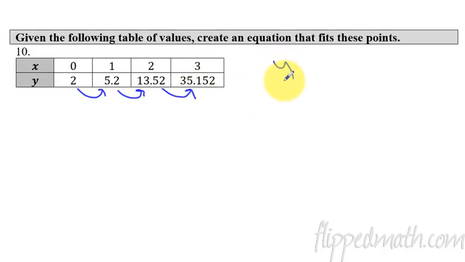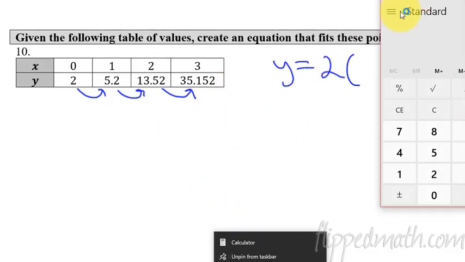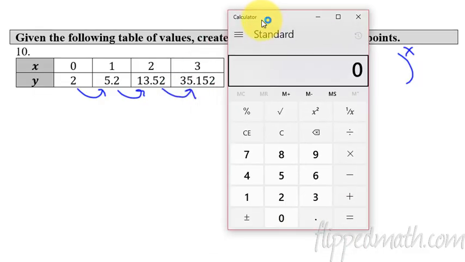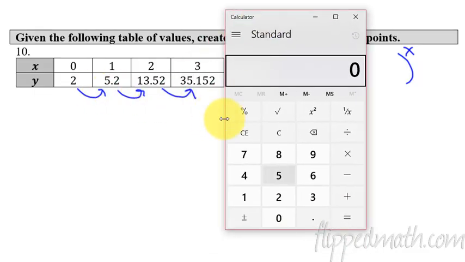Whatever I'm multiplying by. So here's my equation. Y equals, what's my initial amount? I'm starting with a 2. If x is 0, then that's my initial amount. x has to be a 0, though, for this to work. And then I'm going to have something raised to the x, and that something is whatever I'm multiplying by to get to each one. Well, if I don't know what I'm multiplying by, let's just use the calculator on my computer here. If I don't know what I'm multiplying by, then I just go the other way.